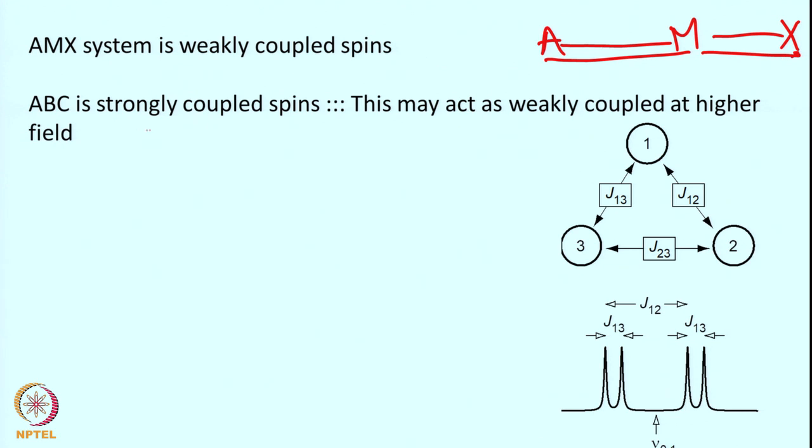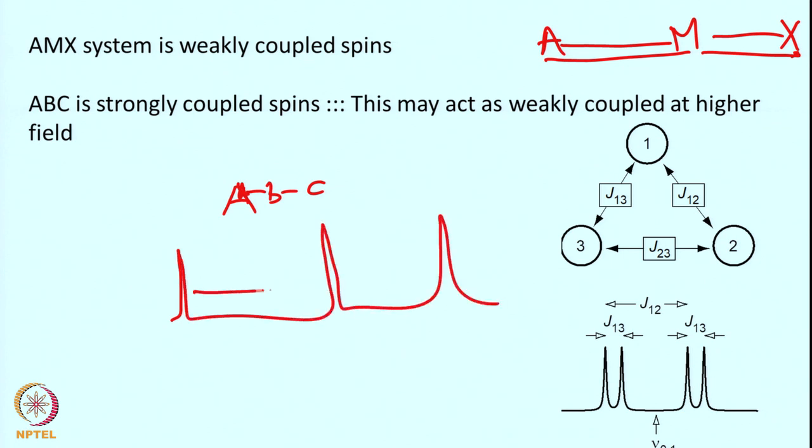On the contrary, the AB system is a strongly coupled system. This may act as a weakly coupled system at higher field. What we mean is that in the chemical shift range, A is coupled to B is coupled to C, but this is at one field. What will happen at the higher field? If you put the higher field, A will be here, B will be here and C will be here. So, now they will start behaving like a weakly coupled system.